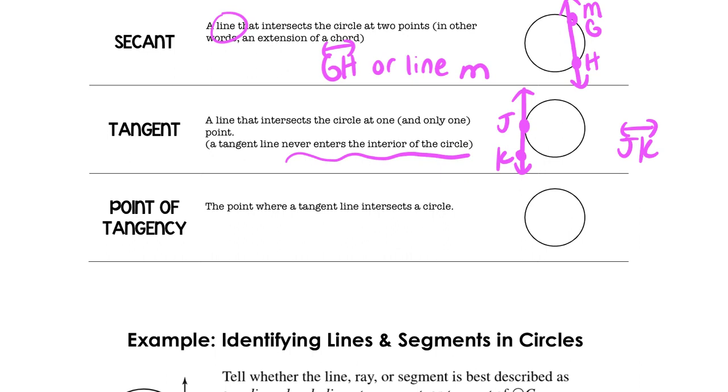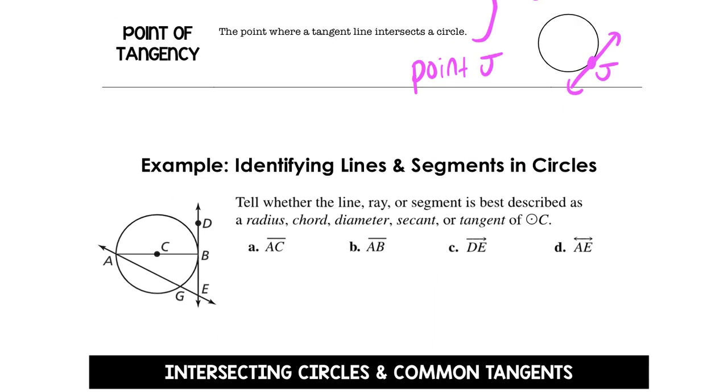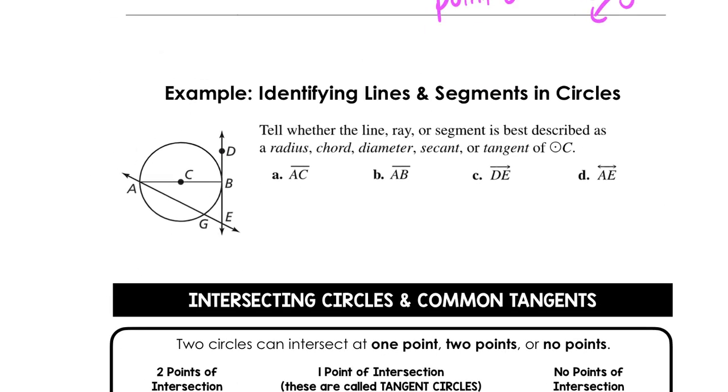Point of tangency is the point where a tangent line intersects the circle. I'm just going to use the picture from up above because it's already there. In this case, this point of tangency would be point J from above. But really, we could draw a tangent line at any point on the circle. So there's J. So this is just kind of practicing to make sure that we understand the vocabulary.